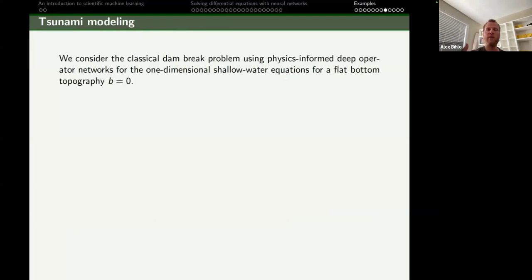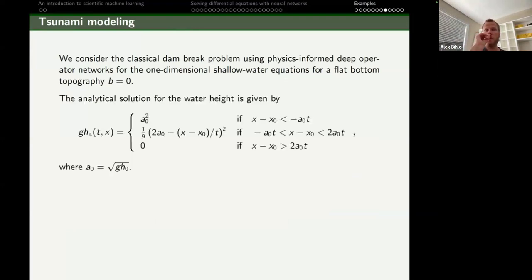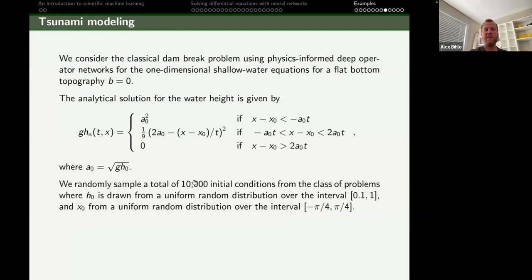Well, in a DeepONet, the idea is you just train on a class of initial value problems that you care about. And so what we cared about is just the standard problem that you have a dam. So basically you have some water, you have a dam in between, you remove the dam, and then the water starts to flow down. And so there is an analytical solution for this benchmark. And what we have done is, we simply try to learn the solution operator for the one-dimensional shallow water equations for the class of problems with this analytical solution.